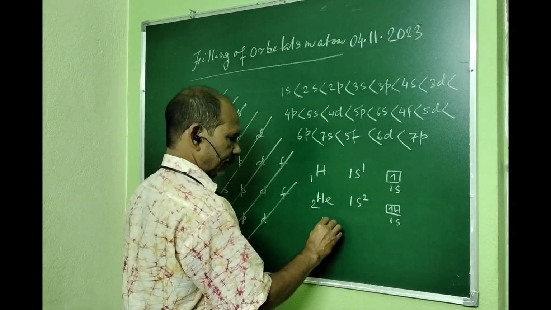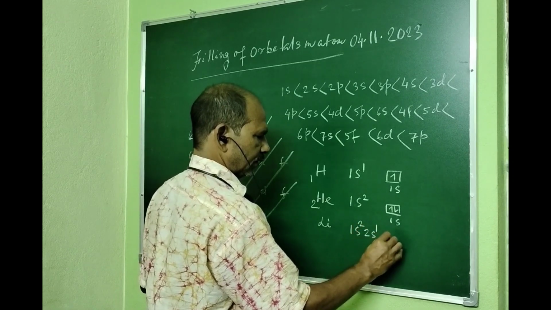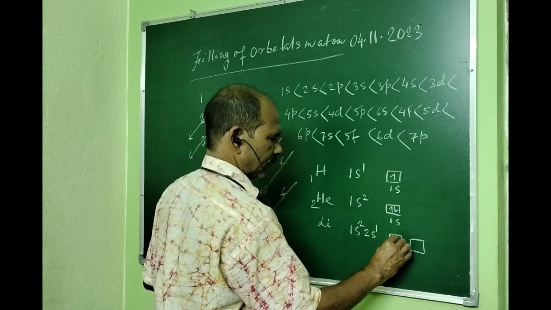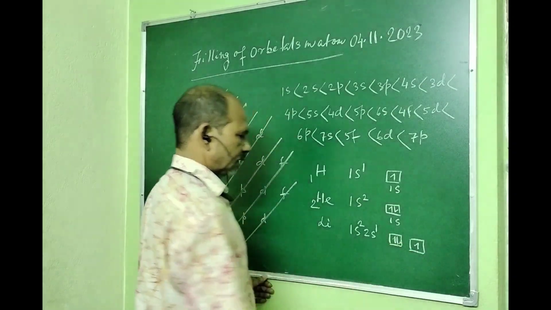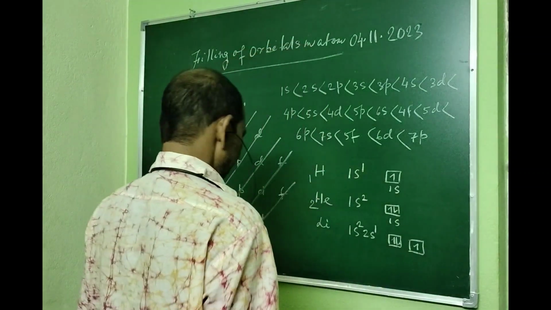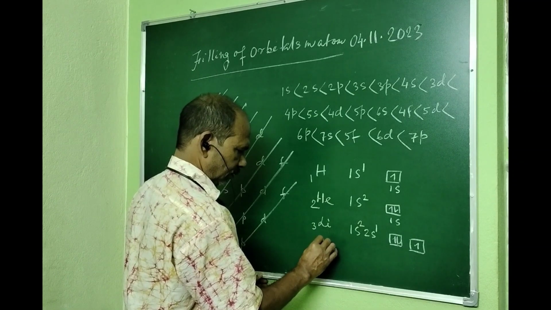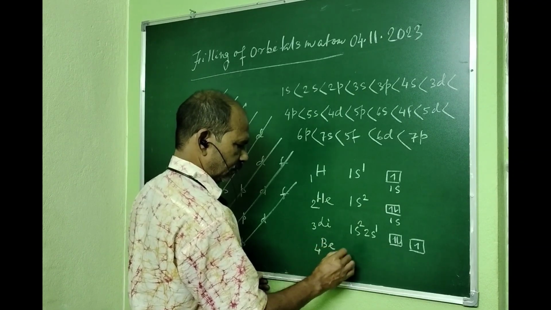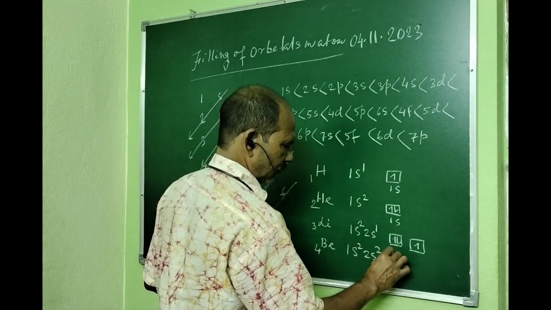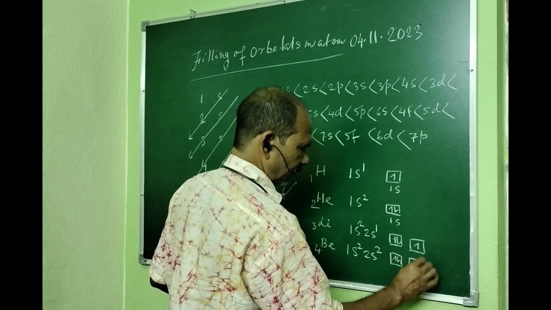So for lithium, 1s2, 2s1. This is the box notation of lithium. Similarly, for beryllium, valence is 2, the electronic configuration will be 1s2, 2s2. Box notation will be like this.